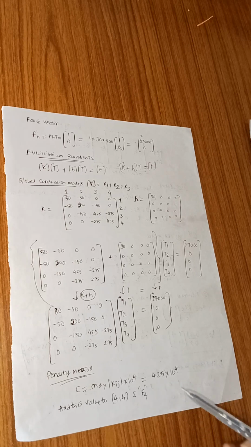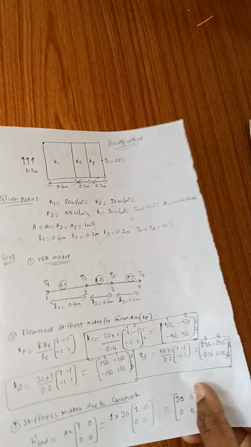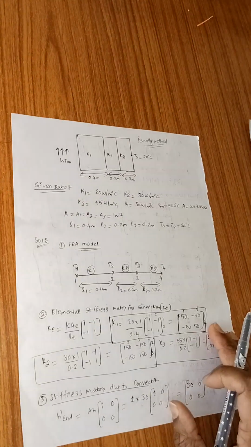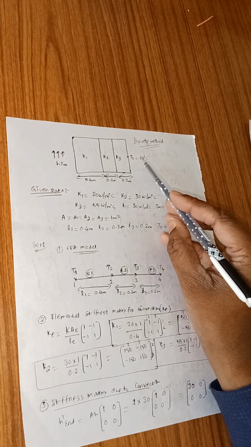Where do you have to add this 425 into 10 power 4? That is the question. Now you can see in this question, T4 is given, that is T naught, the outermost surface temperature. T naught is equal to 20 degrees Celsius, or T4 equals 20 degrees Celsius.